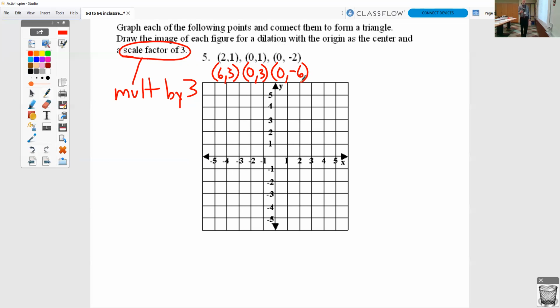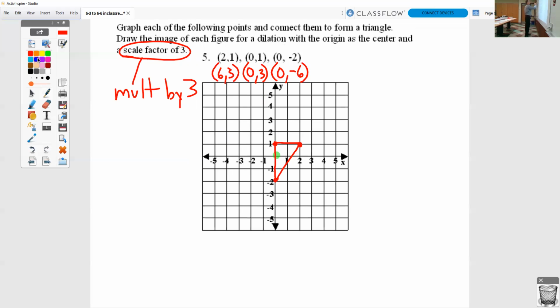Now we want to graph both triangles. 2, 1. Remember, we always start counting from right in the middle at 0, 0. 2, 1, over to 2, up to 1. 0, 1, over 0, up to 1, and 0, -2. This is our original triangle.